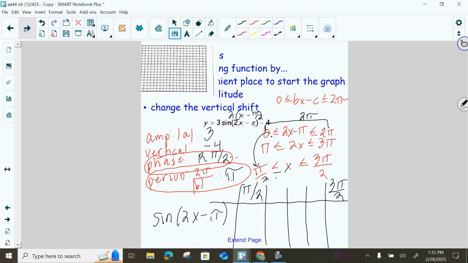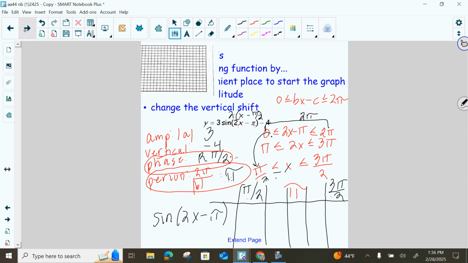I need to find some midpoints. So if this is pi over 2, and that's 3 pi over 2, Paulina, what's the midpoint between pi over 2 and 3 pi over 2? Pi. Pi is the midpoint. So pi is going to go in the middle.